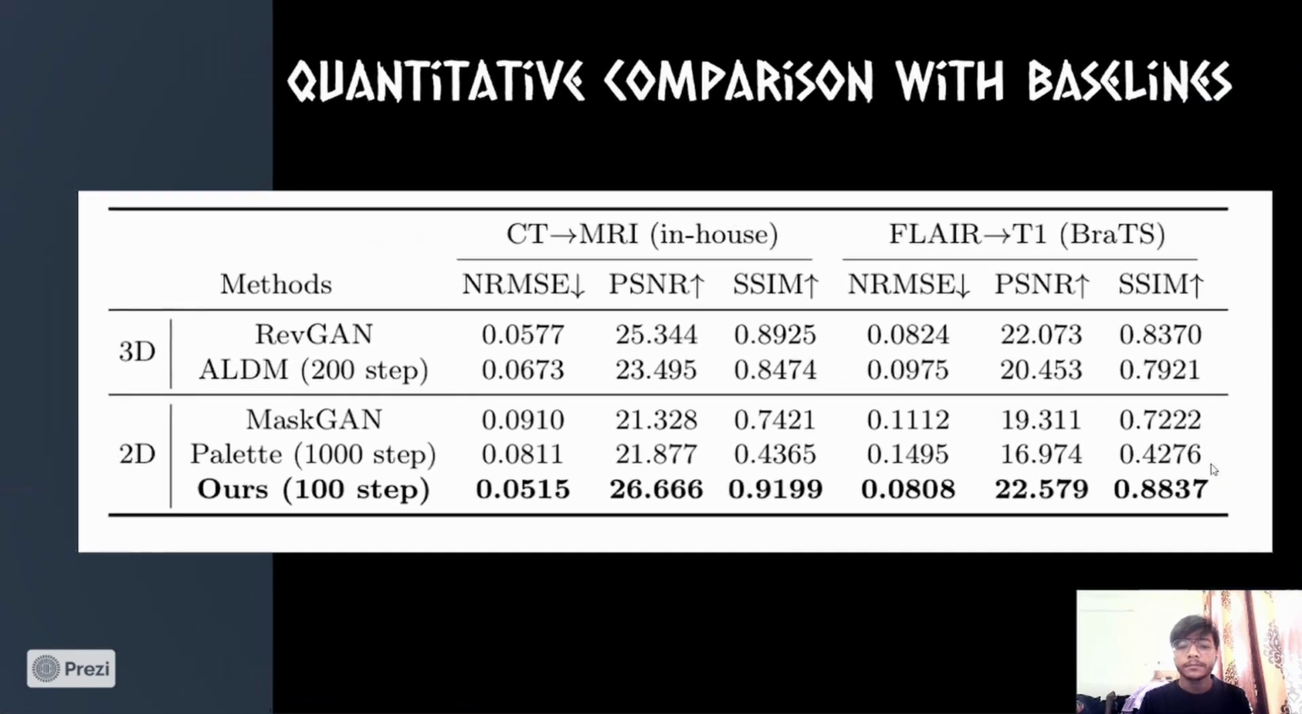Now, let's look at the results. As you can see in Table 1, on the in-house CT-to-MRI dataset, the proposed method achieved an NRMSE of 0.0515, the lowest among all methods, the highest PSNR in the group, and an SSIM of 0.9199, indicating excellent structural fidelity. Even more impressive, this method outperformed 3D models like RevGAN and ALDM, despite being entirely based on 2D slices. This shows the strength of SKC and ISTA in compensating for the lack of full volumetric modeling.